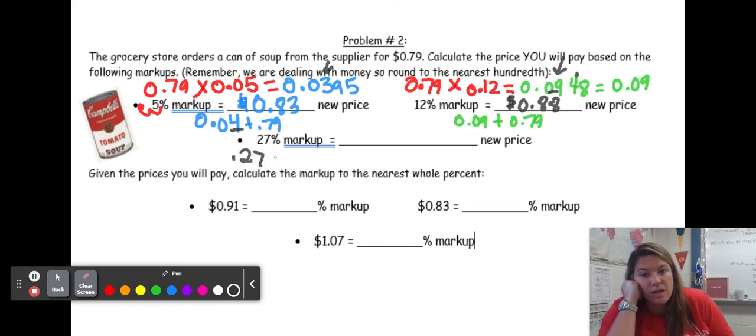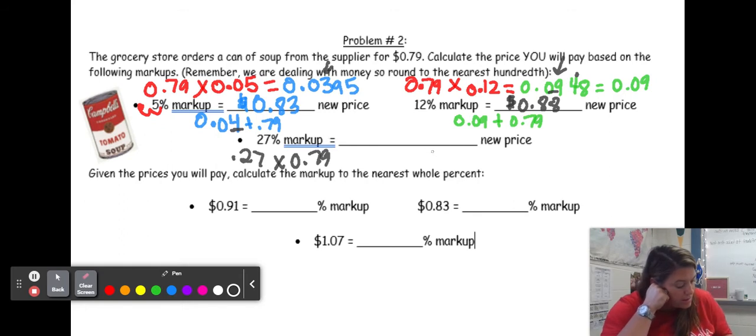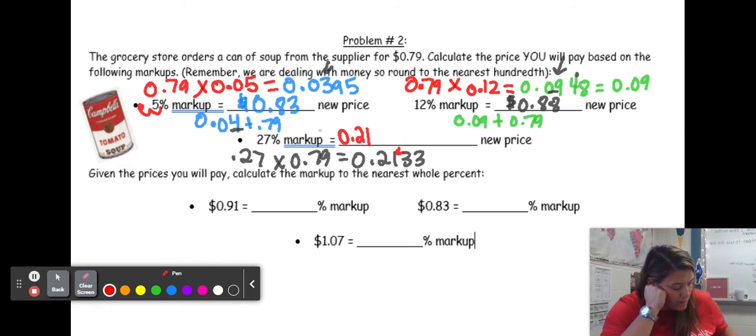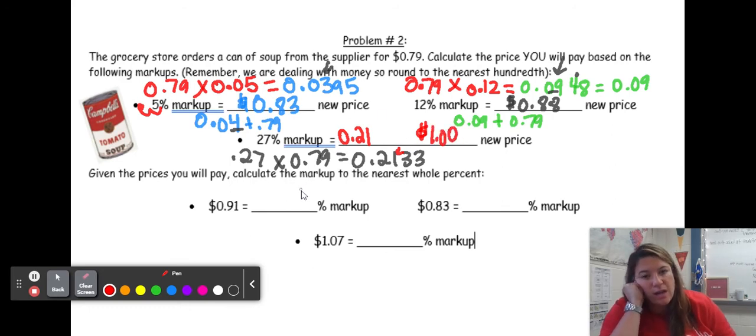27% markup, 0.27 times the 79 cents is 0.2133. Round to the nearest hundredths place, always with money. So this 1 is going to stay a 1 because that 3 makes it stay a 1, right? So the markup is 21 cents, but now I need to add that to the 79 cents. And that gives me $1. So the new price, if we mark it up 27%, you'll pay $1 and they'll make 21 cents for every can they sold because they bought it at 79 cents.